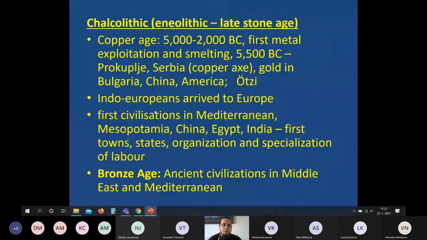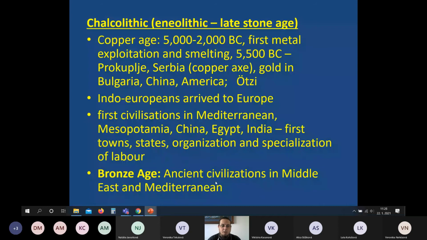The other thing is that during this Copper Age, Indo-Europeans arrived in Europe, so our ancestors. At the same time, as I told you, from these urban settlements of the Neolithic period, early civilizations appeared in the Mediterranean, Mesopotamia, China, Egypt, India too. They were first towns, and from towns, city-states, and from city-states, states and empires were organized. All of these had to organize themselves, and according to their skills, abilities and heritage, they specialized their labor. But generally, when they start to mix copper with tin, they had bronze, and that's why we talk about the Bronze Age period.